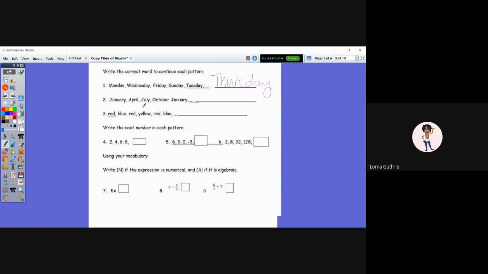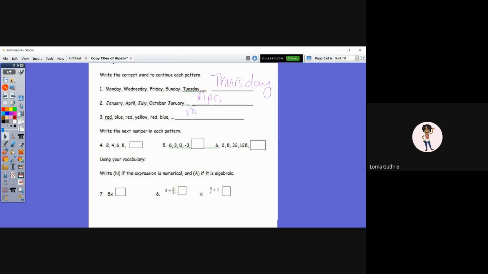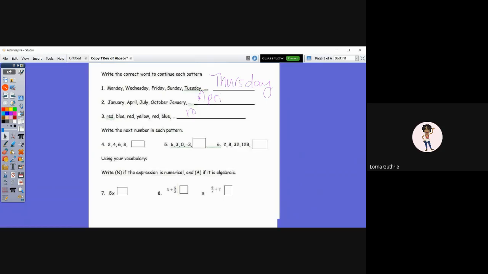What about this one, number 2, January, April, July, October, and then it just starts over again. Now notice, it starts over with January, so it simply means that the next one would have to be April. This is red, blue, red, yellow, red, blue, so then it must be red, yellow. But we only asked to find the next one in the sequence, and that's going to be our ED. Let's search that.